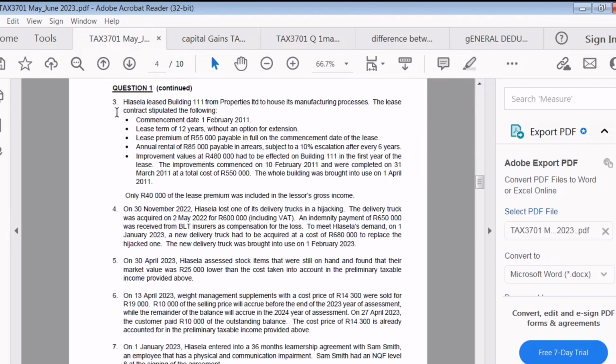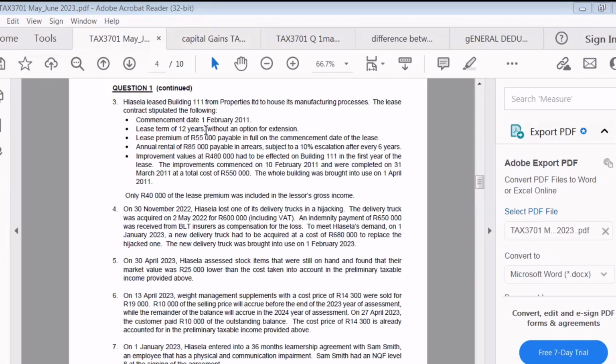Then we come to number 3, information. Hlasela leased building 11 from Property Limited to house its manufacturing processes. The lease contract stipulated the following. Commencement date is 1 Feb 2011. The lease term of 12 years. So this is for 12 years without an option for extension.